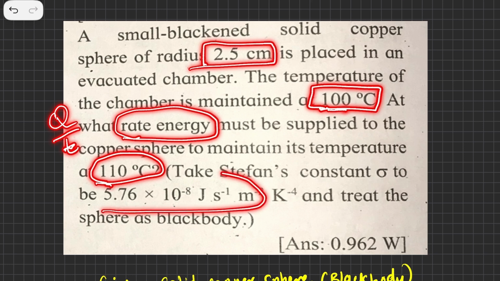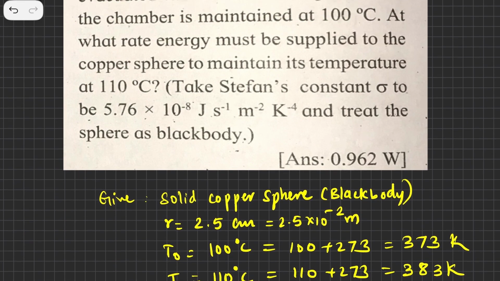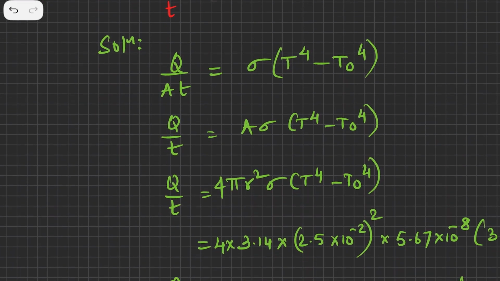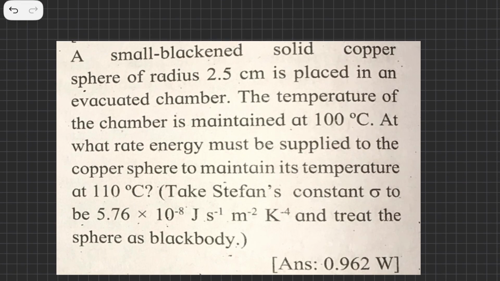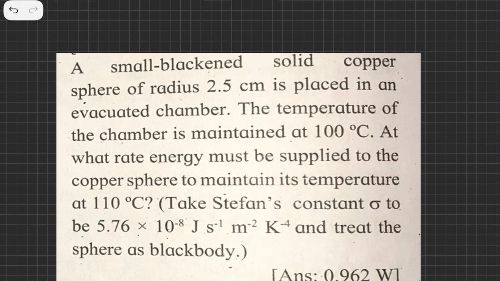Whatever things I am marking, these are the data which have been given to us. And then they have given the Stefan's constant, and its value is 5.67. However, they have given us 5.76. Or maybe I have put 5.67. Okay, so we'll be solving this by the accurate value, that is 5.67, and not by 5.76. So these are the data given.